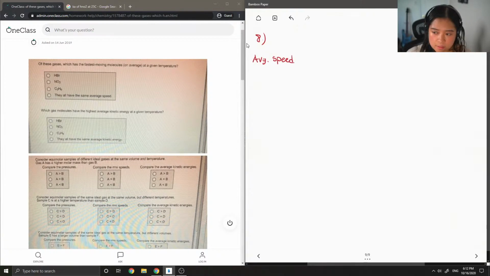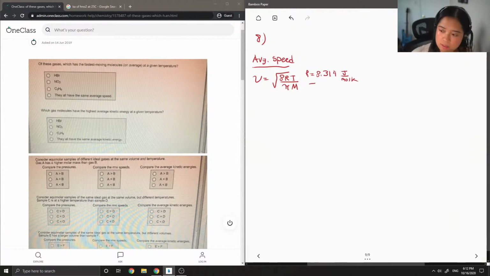For average speed, it's going to be based off of this equation, where the speed is equal to the square root of 8RT over pi M. R is a constant, which is 8.314 joules per mole K, and T is just temperature in Kelvin. And then basically we're looking at the molar mass. So the larger your molar mass, the slower your speed is.